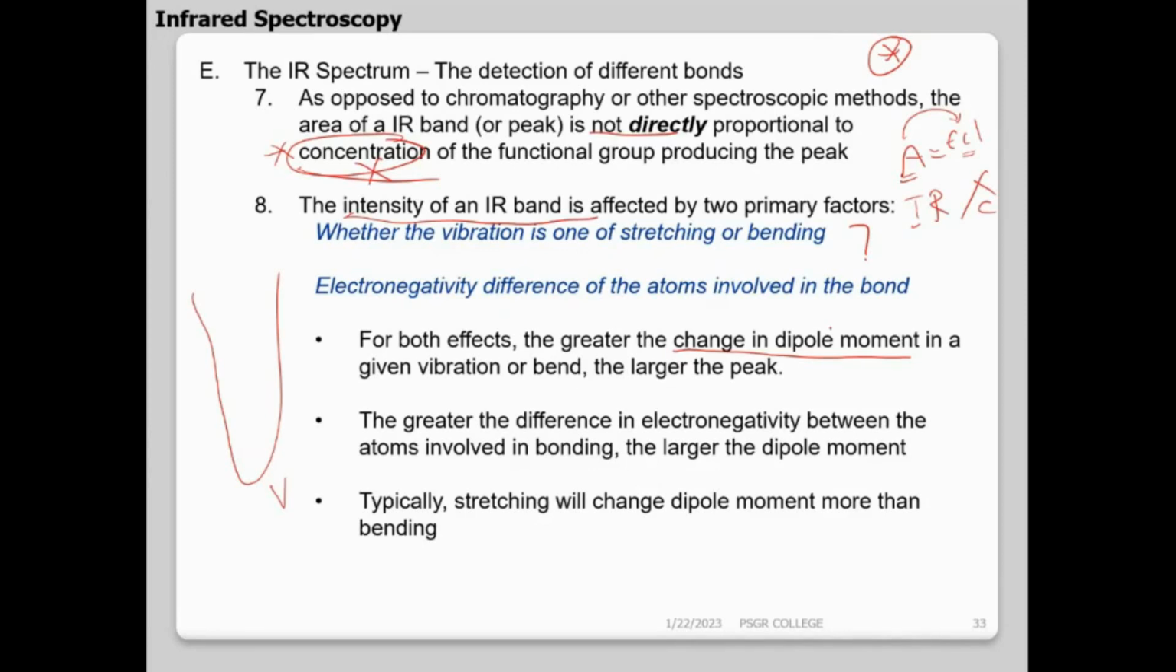Now the change depends upon two things. The first thing is difference in electronegativity. If I have a greater difference in electronegativity, I'll have a greater change in dipole moment. So with a greater change in dipole moment, I'll have a highly intense peak. Do you get the point? So how are we relating the intensity of the peak?